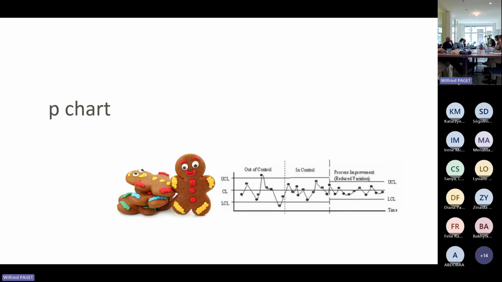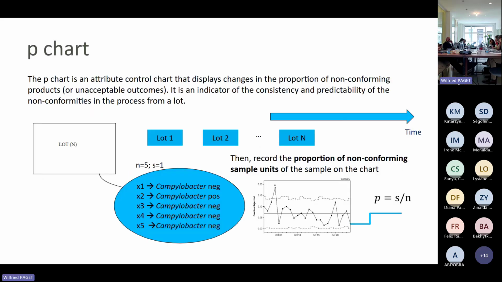The P chart is similar, but of course the data is different. In this case, we are computing a proportion. So we collect 5 samples, and we see how many of these units are positive or negative. So we compute this proportion. The proportion is the positives divided by the sample size, N. Okay, you can plot the proportion.